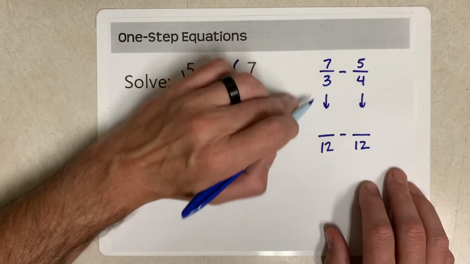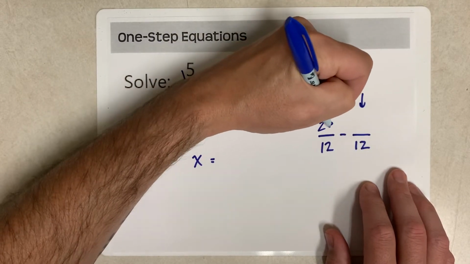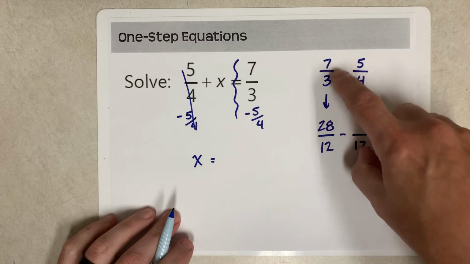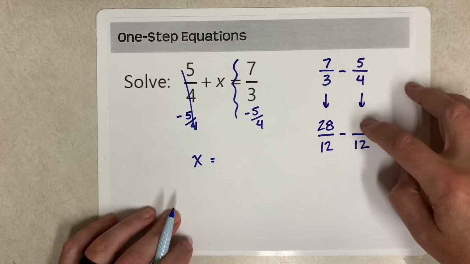All right, so 3 times 4 is 12. 4 times 7 is 28. So 28 over 12 is equivalent to 7/3. Okay, 4 times 3 is 12. 5 times 3 would be 15.